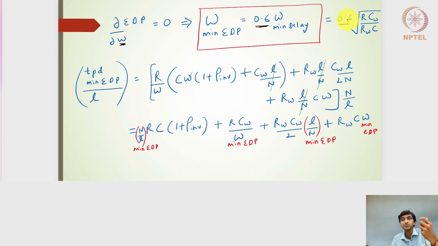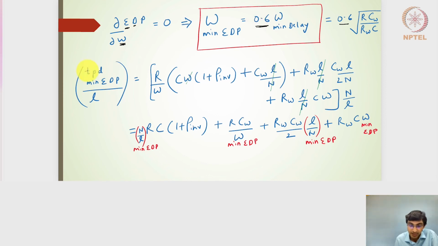Actually the width of the repeater should be less. Intuitively it makes sense, because if the width is less, the capacitance is going to be reduced, and that reduced capacitance is likely to reduce the energy term. In this energy delay product there is an energy term, and not only the delay, so we are trying to minimize the product of energy and delay, and that's why the width of the repeater has to be reduced. It turns out that it has to be reduced by 0.6 times.